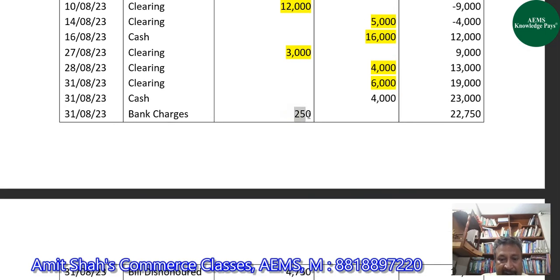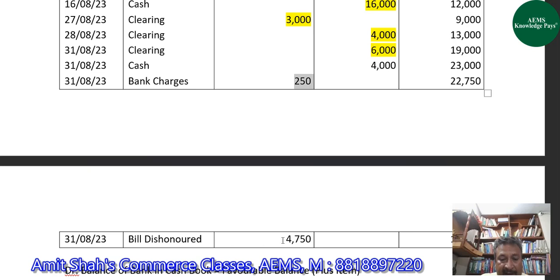Okay, next is bank charges 250 and bill dishonored. These two are of different types, so we will write them separately in our BRS.